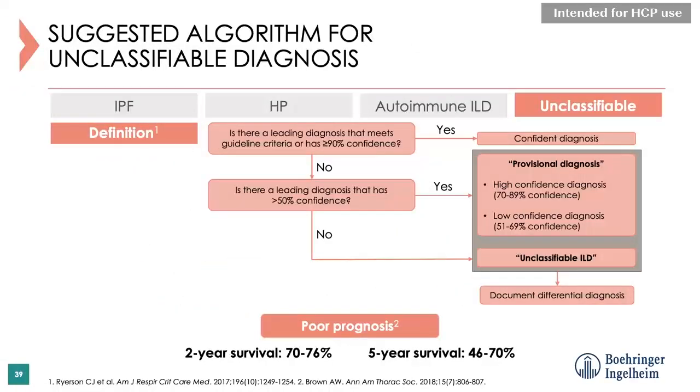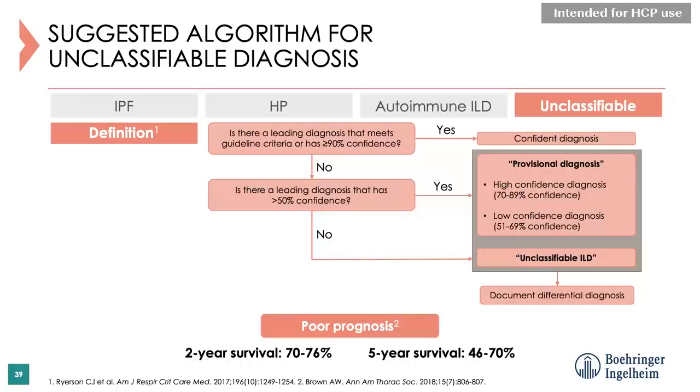The way we determine whether a patient has unclassifiable ILD is using this algorithm here, which asks whether we have high confidence in the diagnosis, over 90%. If so, we make a confident diagnosis of that particular ILD. If we can't make it with high confidence, then we ask, is there a leading diagnosis that has over 50% confidence? If we have a high confidence, then we make a provisional high confidence diagnosis. If it's lower confidence, then we call it a low confidence provisional diagnosis. In patients who have no confidence in our diagnosis, those are the ones we label unclassifiable ILD.